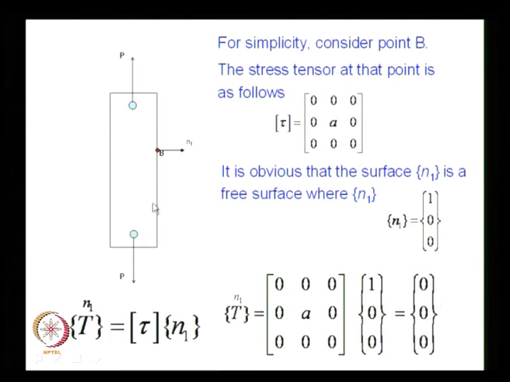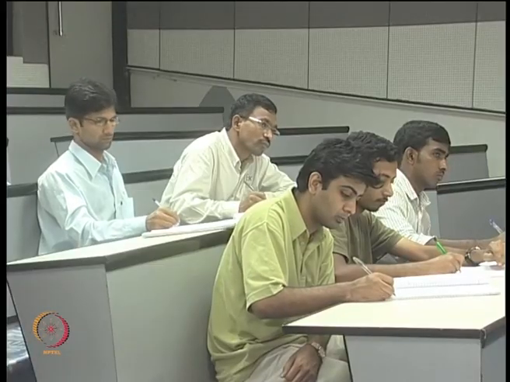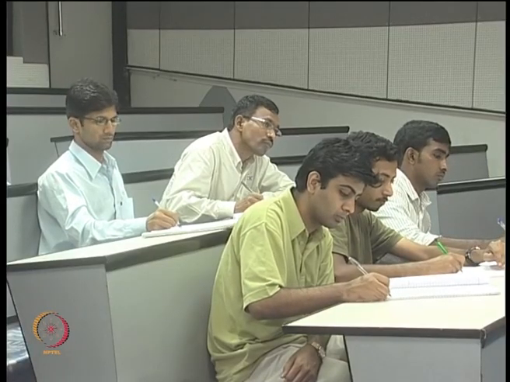So, you can go back and verify for several problems what you have studied in your strength of materials. Whichever problem you have looked at, you will invariably find that T n equal to 0 is completely satisfied on the free surface. Okay. I have also said there is a corollary. What is the corollary here?